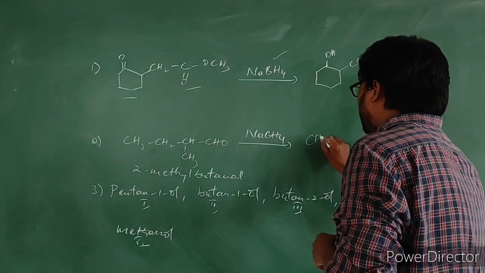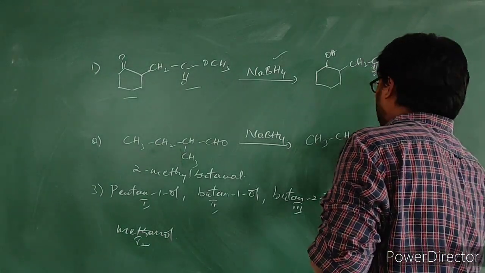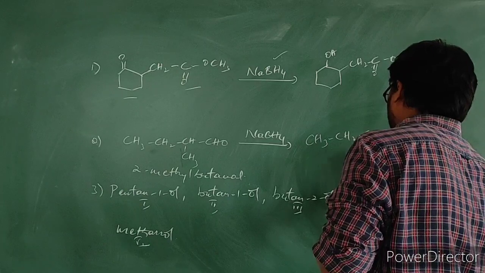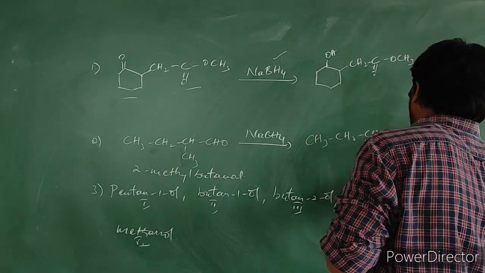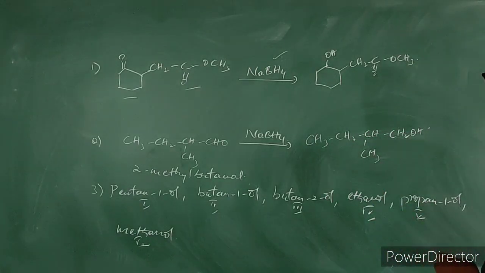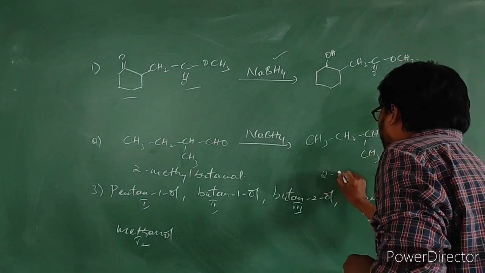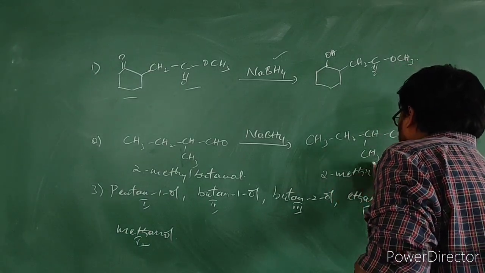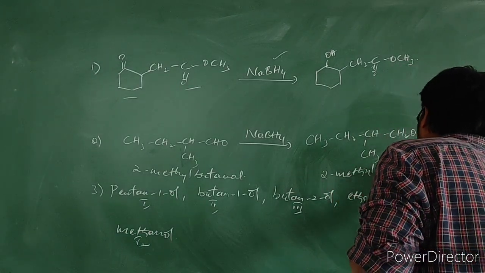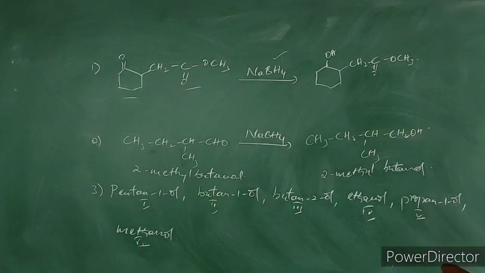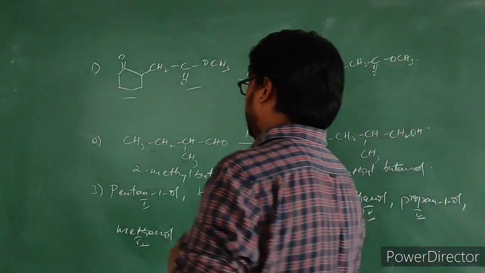So the product will be CH3CH2CH(CH3)CH2OH. So 2-methyl-butanol gets produced.